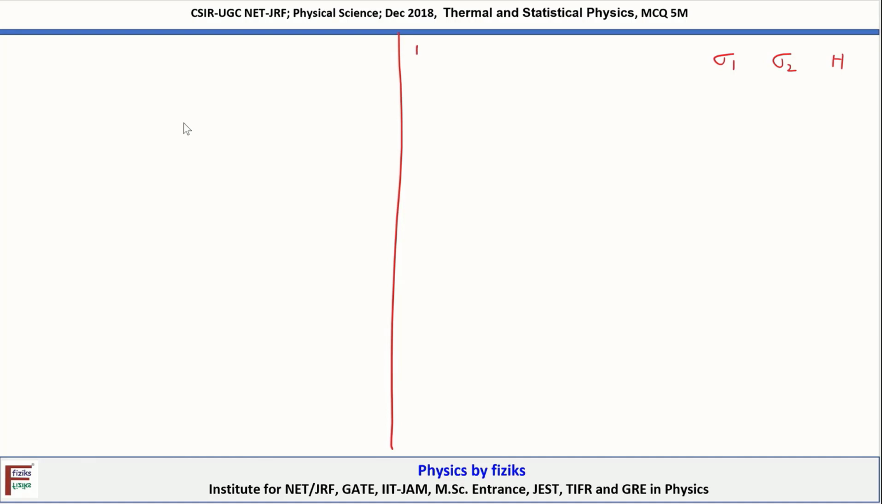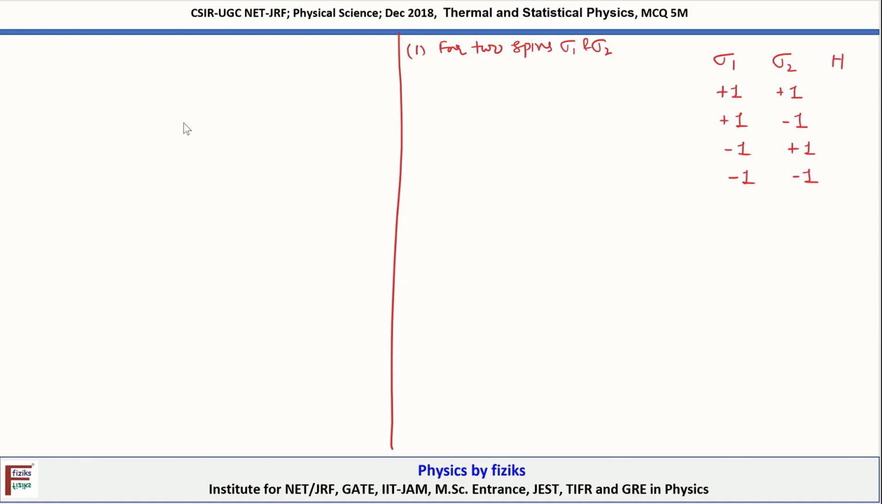So let me write the results here for two spins. Okay, so that is sigma 1 and sigma 2. So either sigma 1 can take value of +1, so that means aligned in the upward direction, and sigma 2 can also take +1. Other possibility is +1, -1; -1, +1; and -1, -1.